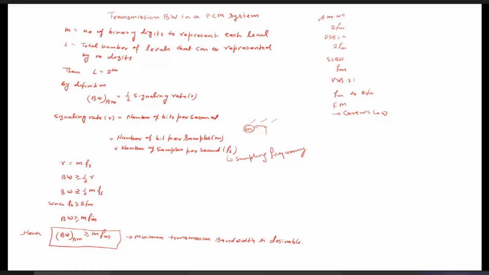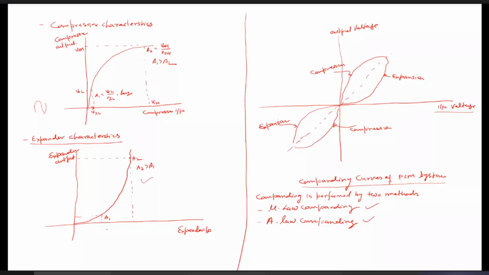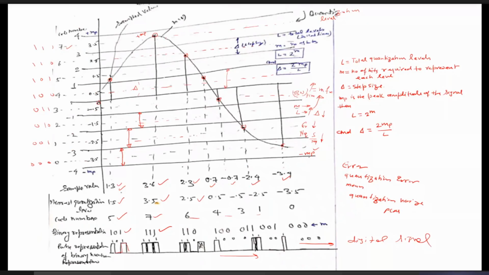So the bandwidth of the PCM comes out to be greater than or equal to M into Fm, where the minimum transmission bandwidth is desirable. That is, if the equal sign is there, then that is desirable. It is not that if it is greater than M Fm, you can take anything. Minimum transmission bandwidth is desirable because we prefer as minimum transmission bandwidth as possible. So the bandwidth of the PCM is greater than or equal to M Fm, the same thing I wrote in the previous slide at the start of our discussion.